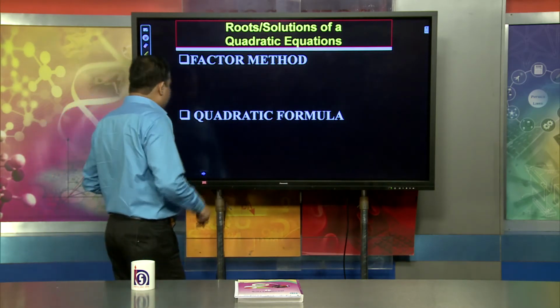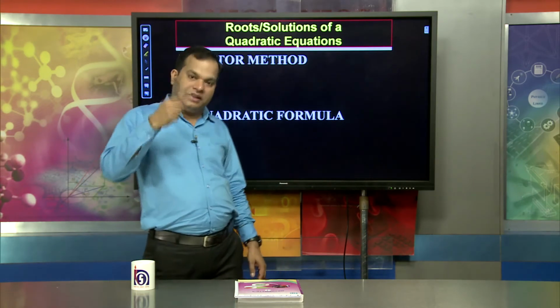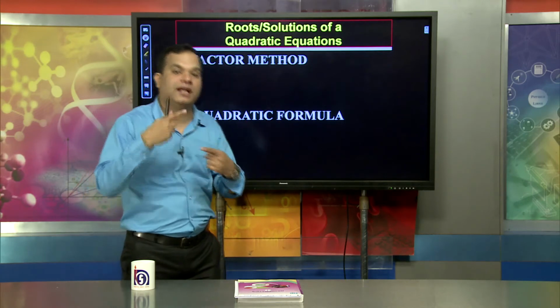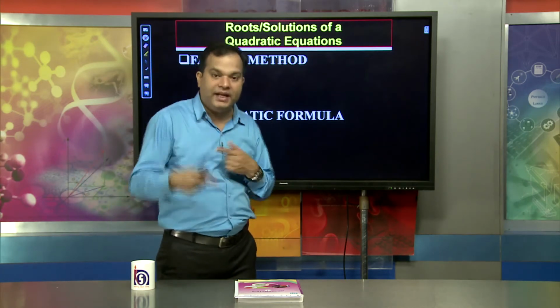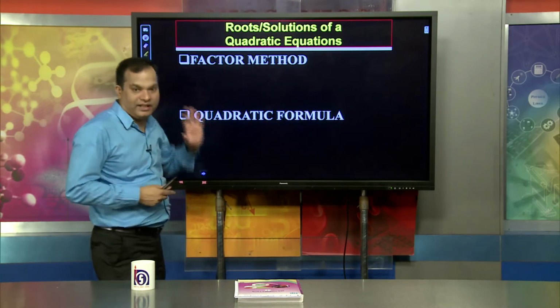When talking about the quadratic formula, we will solve through the quadratic formula, that part we will discuss later. That means we have to generate a formula, we have to create a formula. By using that formula, we solve the quadratic equation.